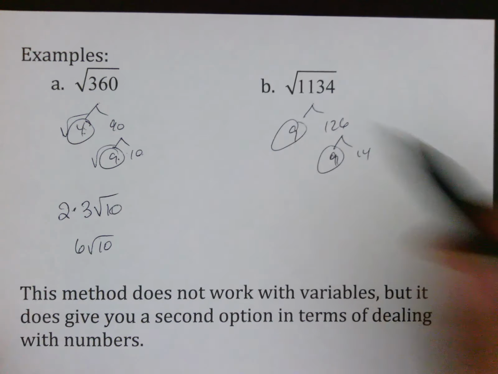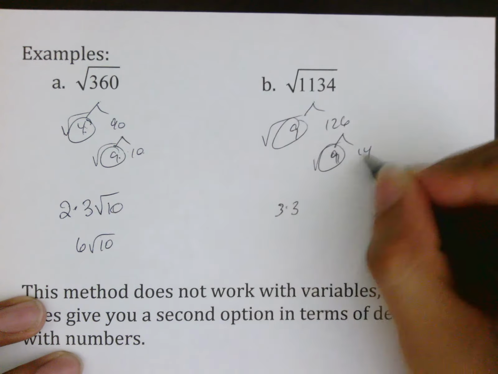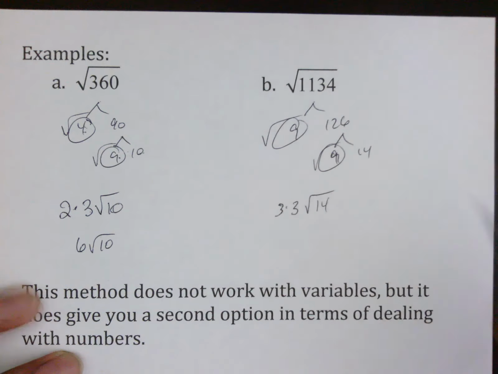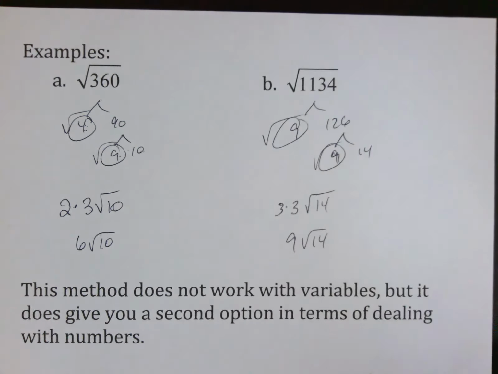So what we're looking at here is, remember, you're doing the square root of both of these. That comes out as a 3. This comes out as a 3, and this 14 stays, which again simplifies to be 9 root 14. Again, I'll tell you this method does not work with variables, but at least it does give you something else to deal with numbers, so that's the key thing.